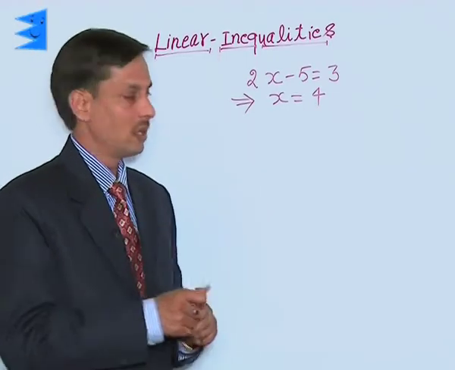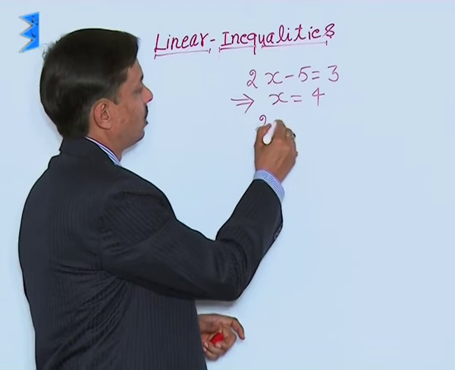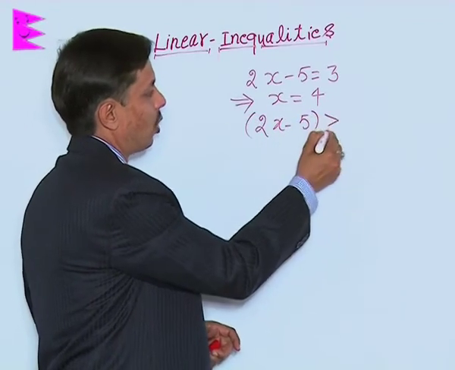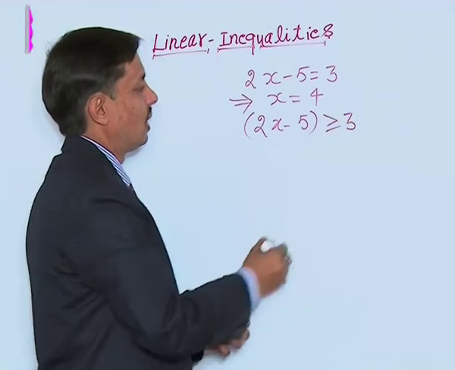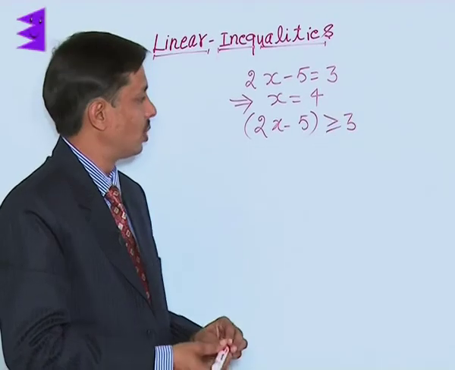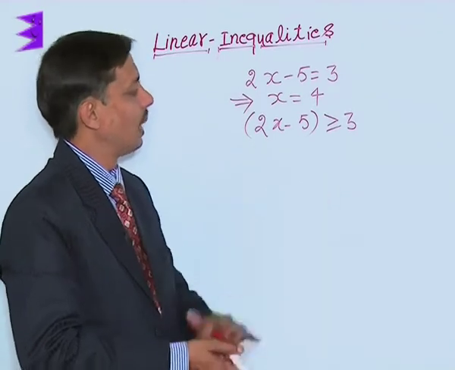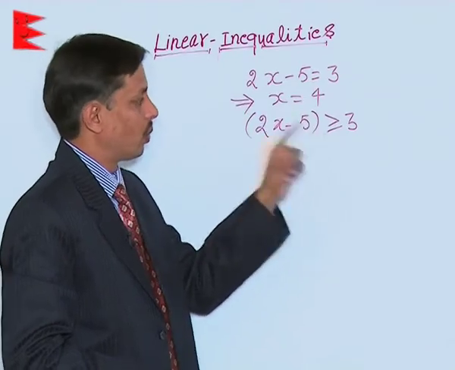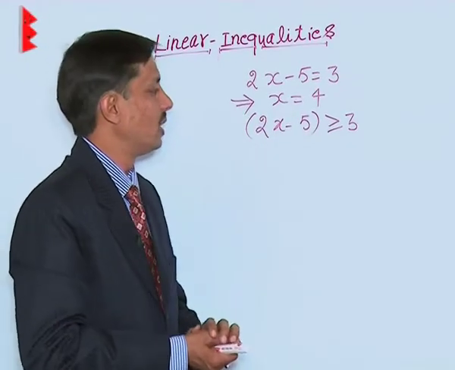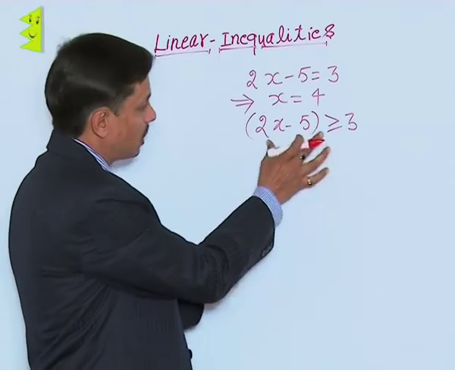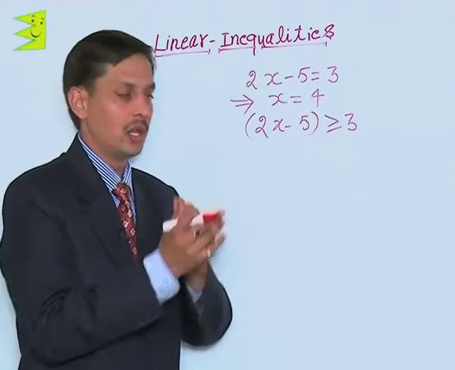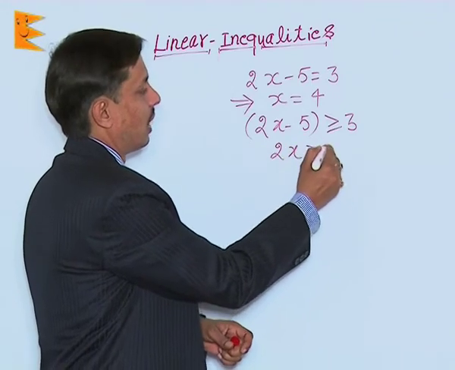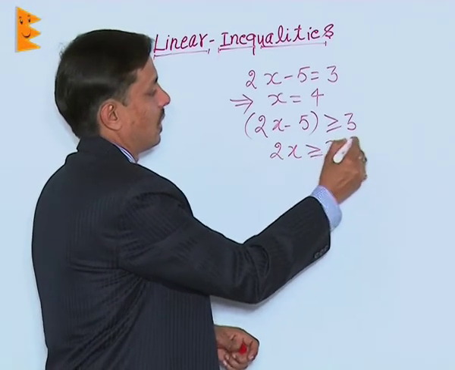To convert, we have to see it is 2x minus 5. If it is not equal to 3, suppose it is greater than or equal to 3. Then what will happen? As this equality sign is converted into the sign of inequality, this becomes a linear inequality. To solve it, we will say 2x is greater than or equal to 3 plus 5.